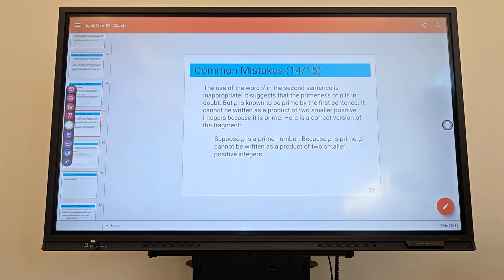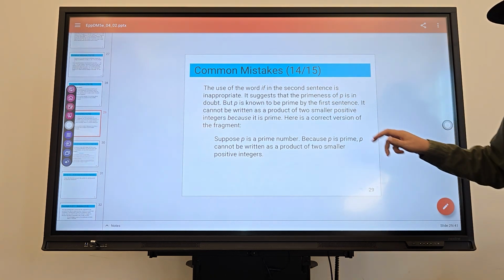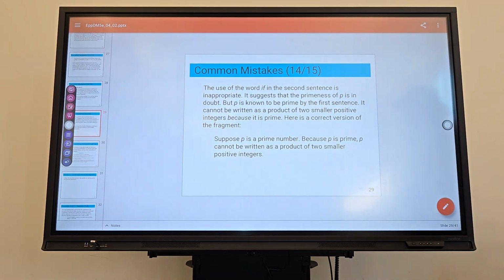It suggests the primeness of p is in doubt, but p is known to be prime by the first sentence. It cannot be written as a product of two smaller positive integers because it is prime. So the correct version of the fragment would be: suppose p is a prime number. Because p is prime, p cannot be written as a product of two smaller positive integers.